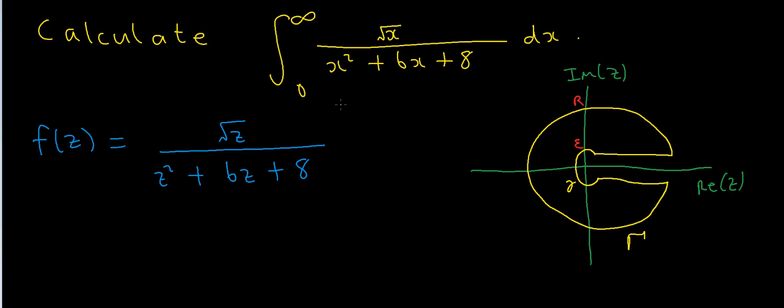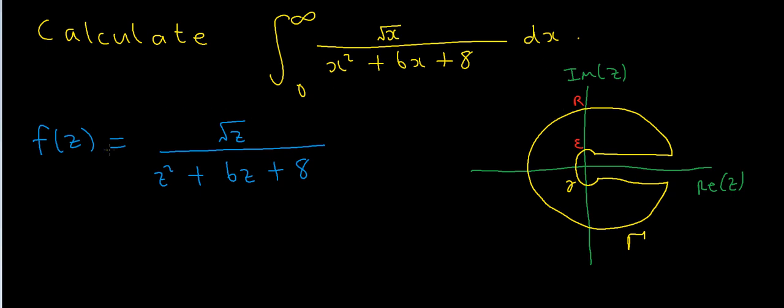So in this video we're going to be looking at the integral from 0 to infinity of the square root of x divided by x squared plus 6x plus 8. Now this integral is quite difficult to evaluate by the usual methods. So we're going to use what's called a keyhole contour. So we're going to use the method of contour integration.